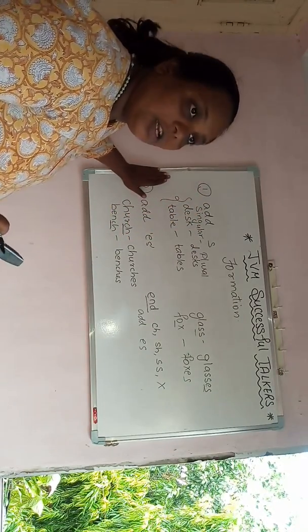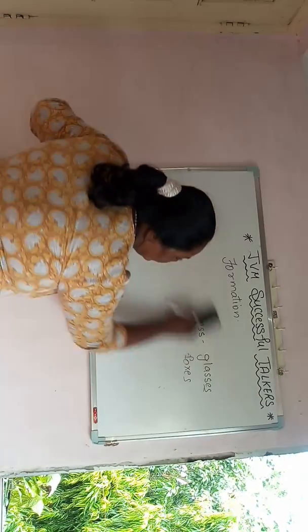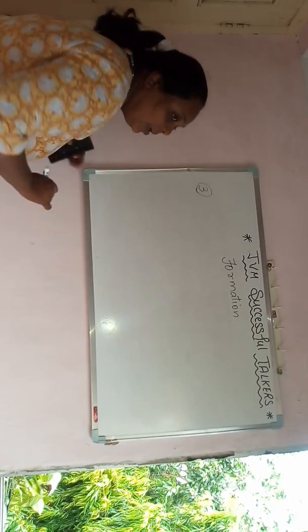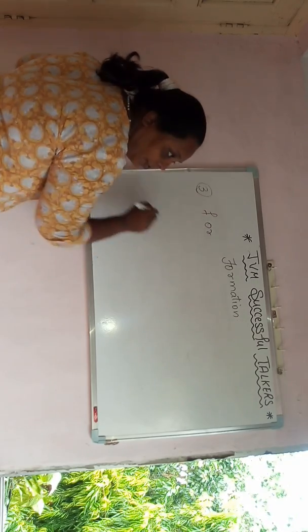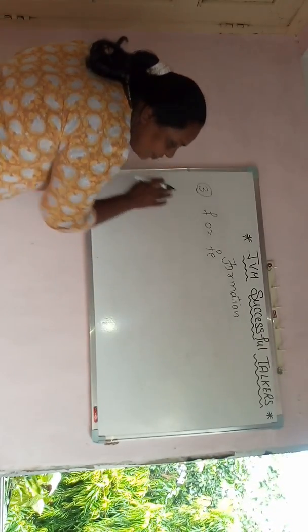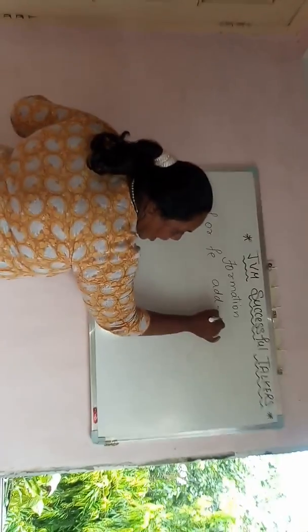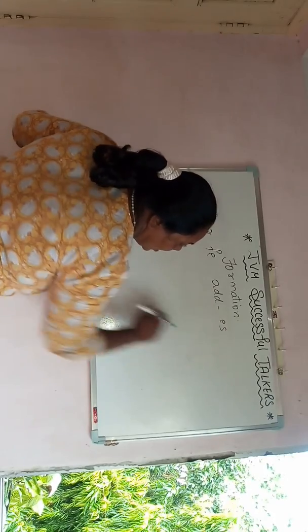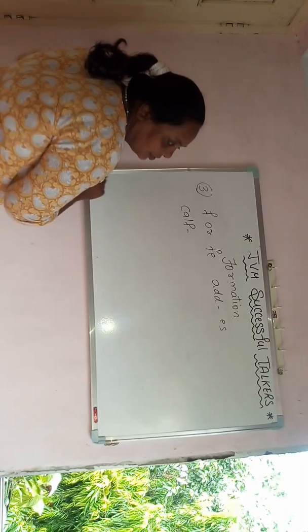The third form is for words ending in f or fe. When the word ends with f or fe, we add ves, not ies or es. If it is calf, what will we do? We will add ves. Calves.